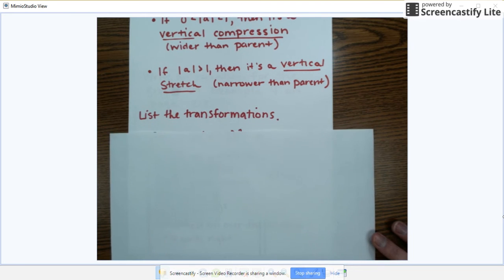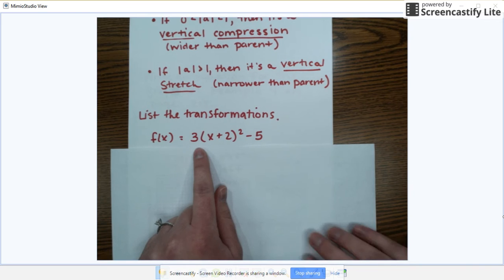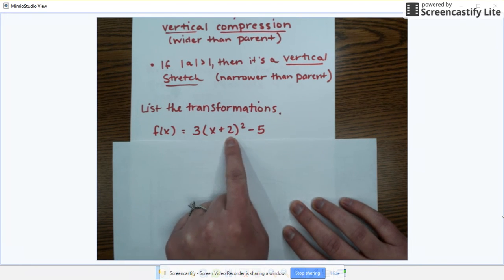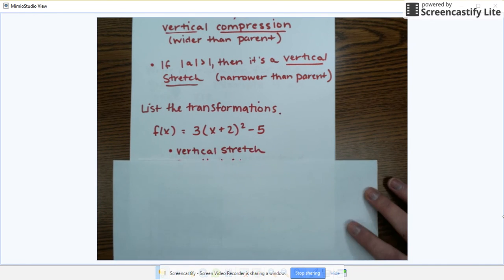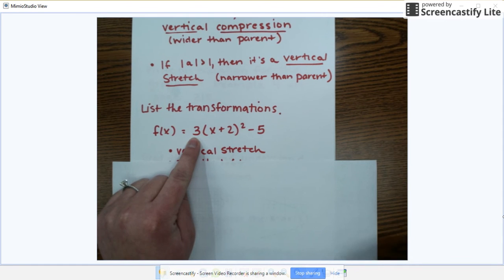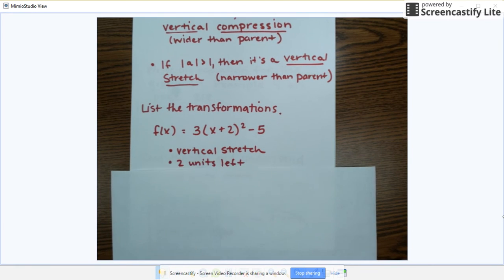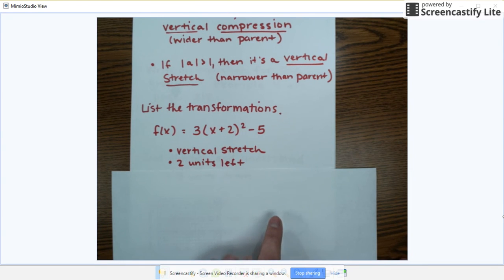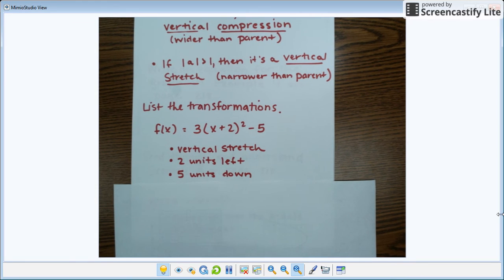I'm going to give us a function, and I want us to list the transformations. So here we have a quadratic function with a 3 out in front, a +2, and a -5. So we're looking at 3 different transformations. The first one, that 3 is greater than 1. Greater than 1, so it will be a vertical stretch. The 2 on the inside means that we're going to go 2 units to the left. And then the -5 on the bottom is 5 units down.